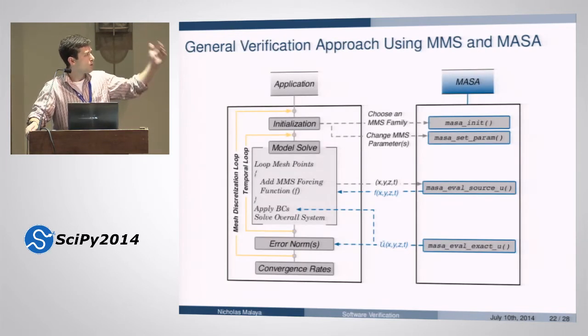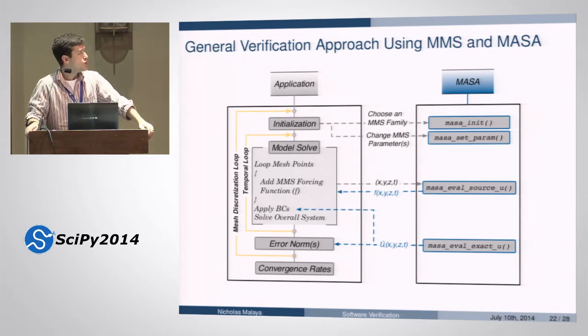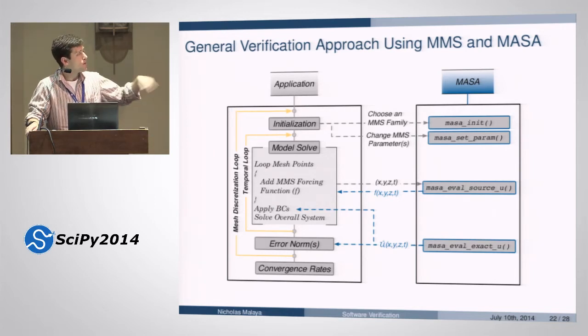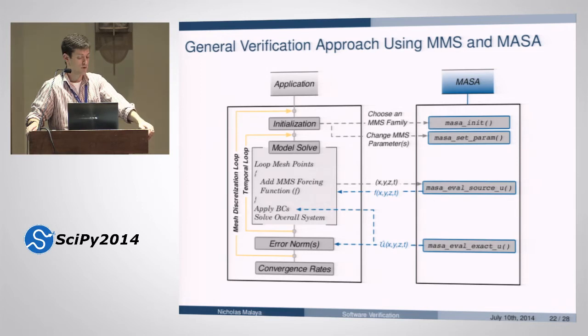This is the general arc of how you interface with MASA. You initialize, you do your model solve, in which you add the source terms to the right-hand side, as I showed you before. You iterate that over your temporal loop. And then offline, you'll change the number of mesh points, and you'll create some sort of convergence plot like I showed you previously. And that should give you convergence rates and really show you if this is working like you expect.